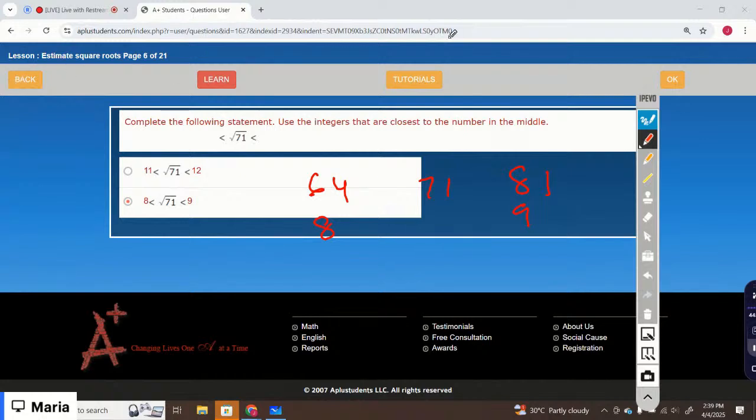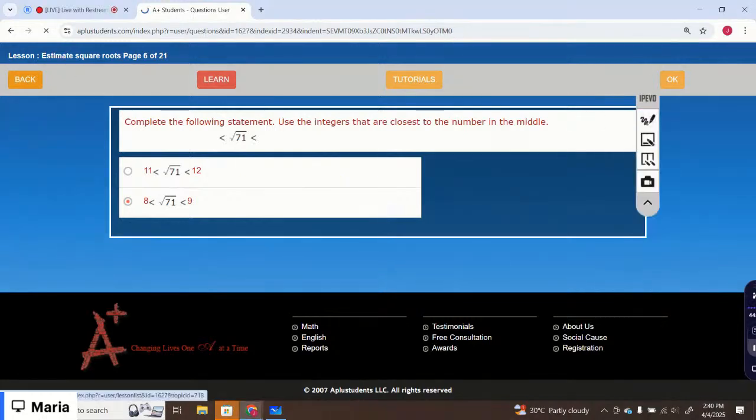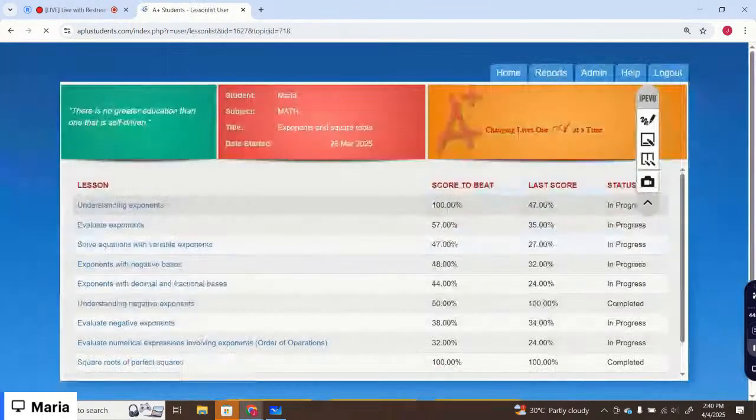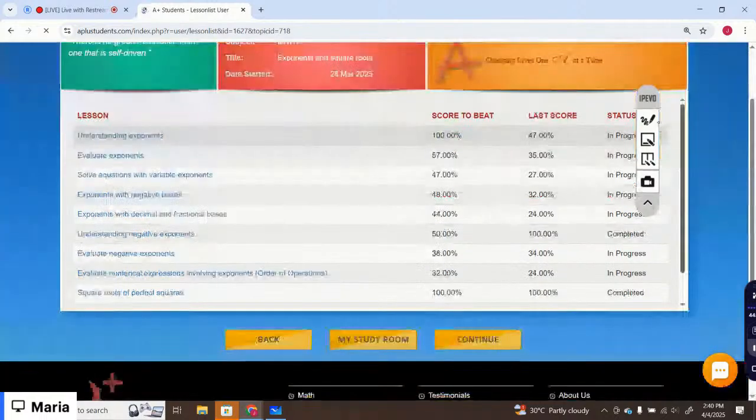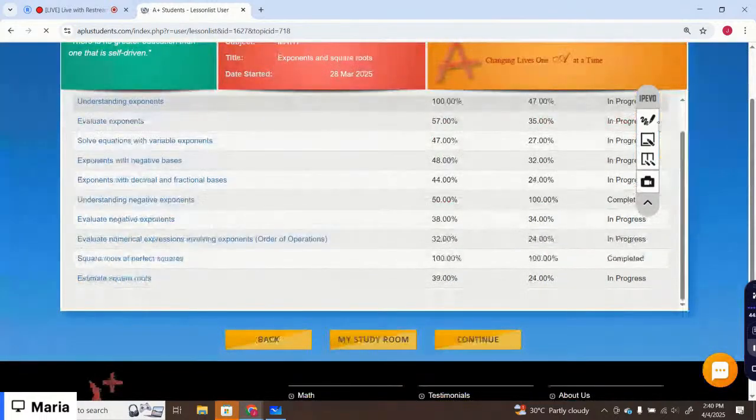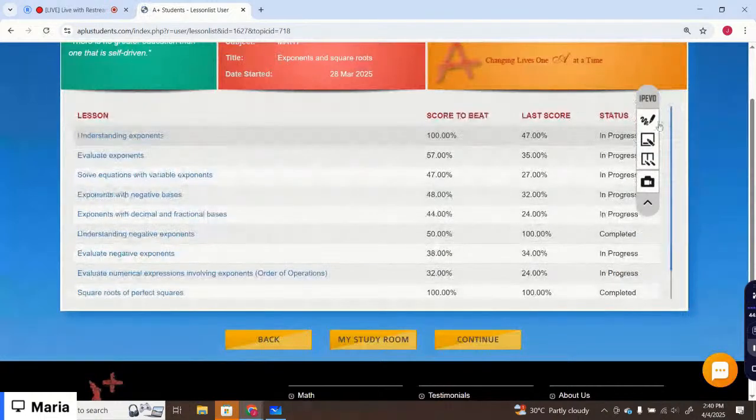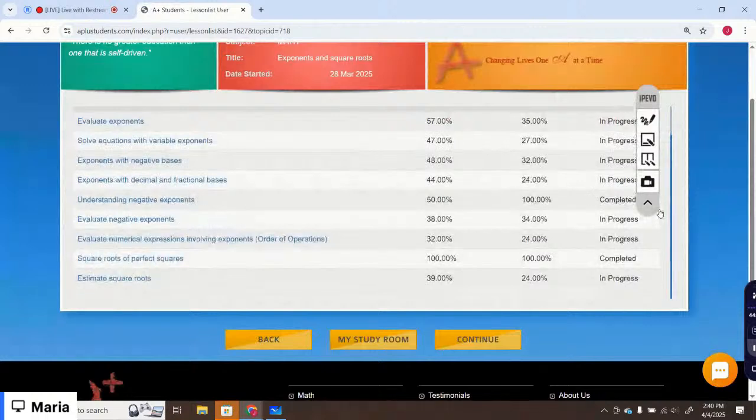Okay, you can complete the lesson by yourself later today. So we were working on grade 7 math. The chapter we were working on is exponents and square roots. The lessons we have covered today are evaluate numerical expressions involving exponents, square roots of perfect squares, and estimate square roots.